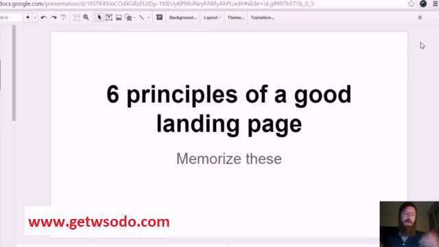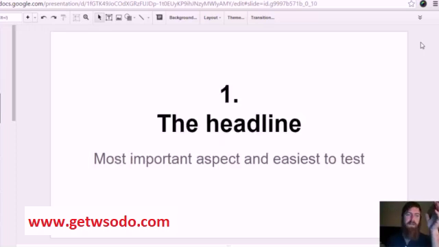I run marketing teams. I run a marketing team right now. I run an inside marketing team, which are guys that work very closely with me, and then I have an outside team, basically outside reps who do marketing, aka affiliates. And I have everybody memorize these.